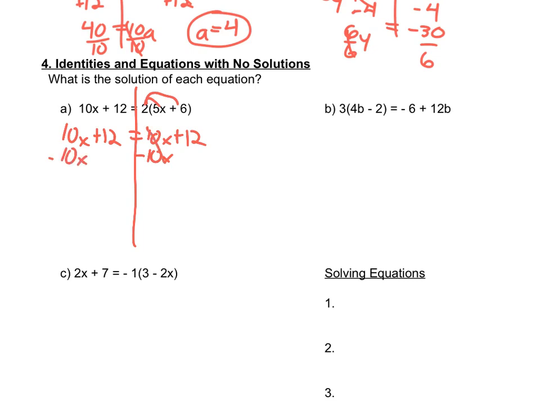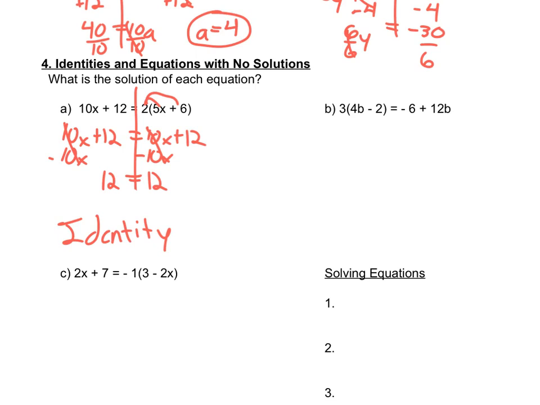10x minus 10x is 0. 10x minus 10x is 0. And I get 12 equals 12. So what this actually means is that no matter what, this equation will be true. No matter what I plug in, no matter what number I substitute in, this equation will be true. So this equation is an identity. It is true for whatever value of x I choose. I could pick any number for x, and this equation will be true.